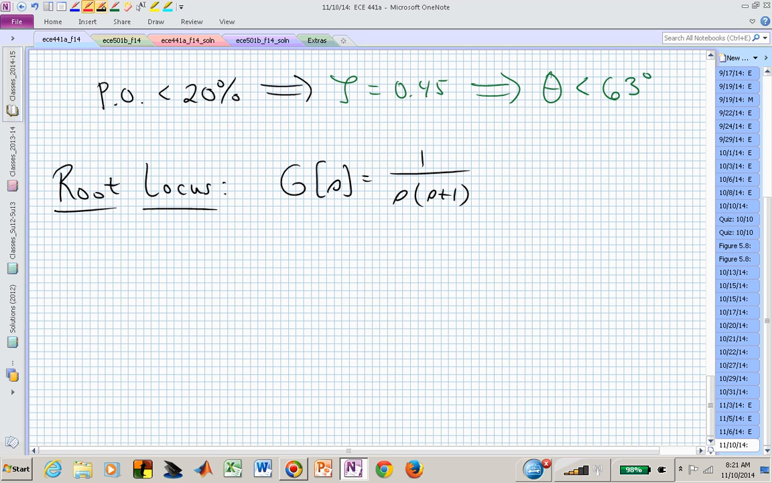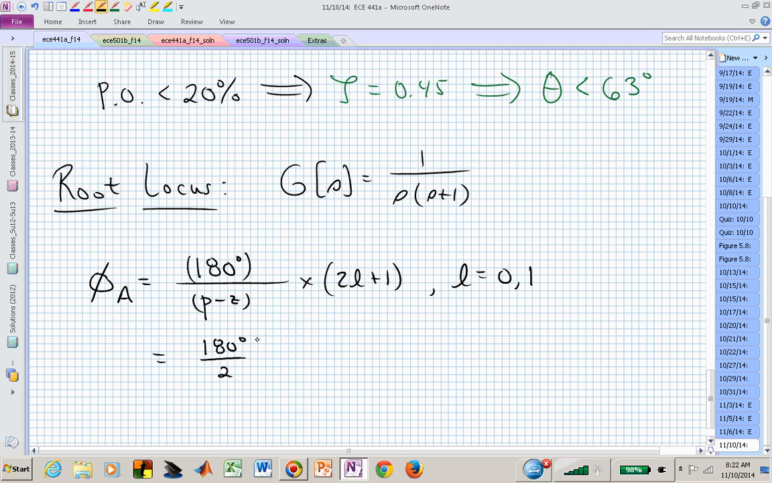If we now look at phi sub a, for example, that's 180 degrees divided by p minus z, times 2l plus 1, where l is going from 0 up to p minus z minus 1. P is 2, z is 0, so this is now 180 divided by 2. That's our base angle, or fundamental angle of the asymptote. And then this is going to be times this 2l plus 1. And that's going to give us 90 degrees and 270 degrees for our asymptotes, with l equal 0 and 1.